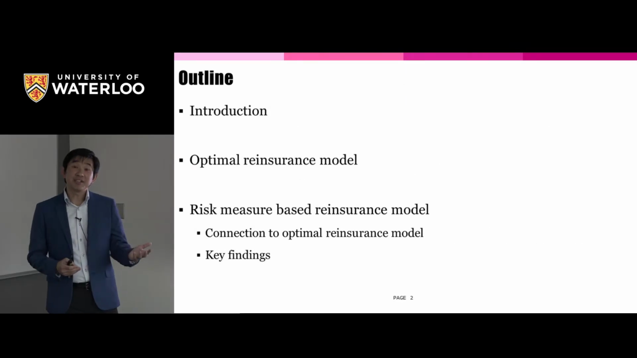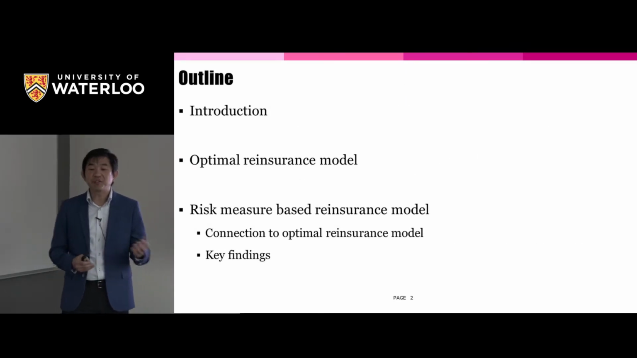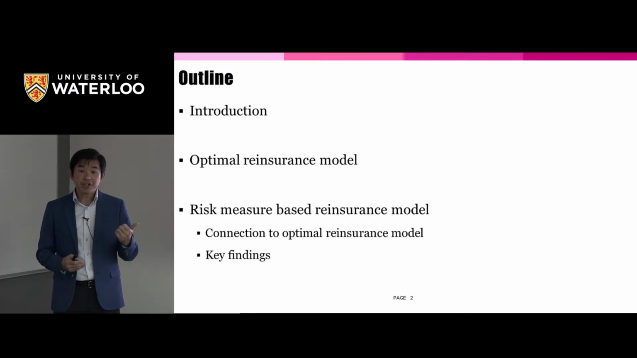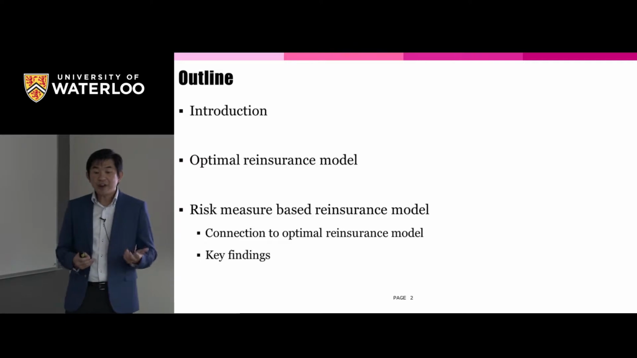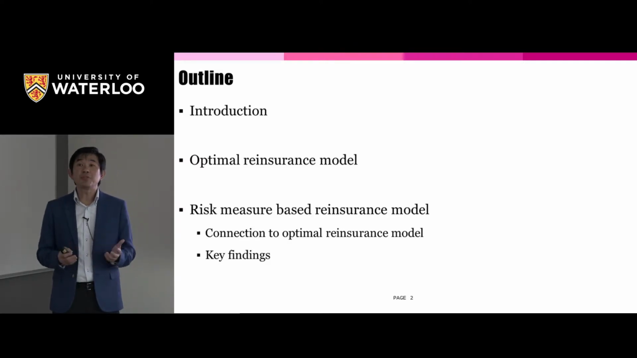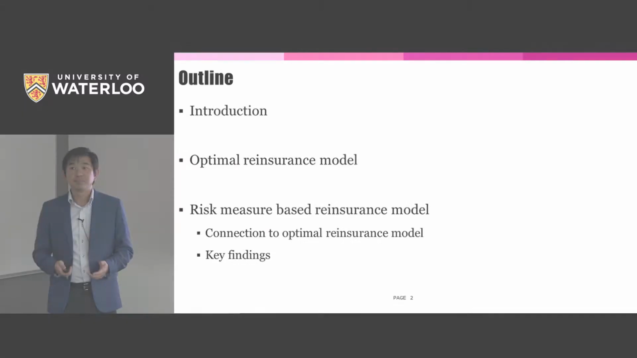To accomplish this, the presentation consists of three parts. First, we provide a brief introduction on reinsurance. Then, we demonstrate why it is important to formulate the problem as an optimization problem. Finally, we provide the intricate role between the optimal reinsurance strategy and the risk measure, along with some of our key findings in this research.